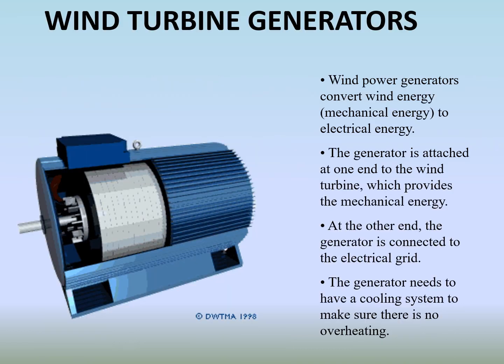Wind turbine generators. Wind power generators convert wind energy to mechanical or electrical energy. The generator is attached at one end to the wind turbine, which provides the mechanical energy. At the other end, the generator is connected to the electrical grid. The generator needs to have a cooling system to make sure there is no overheating.